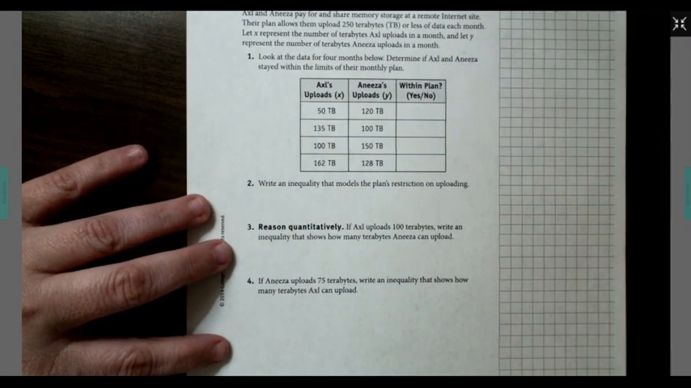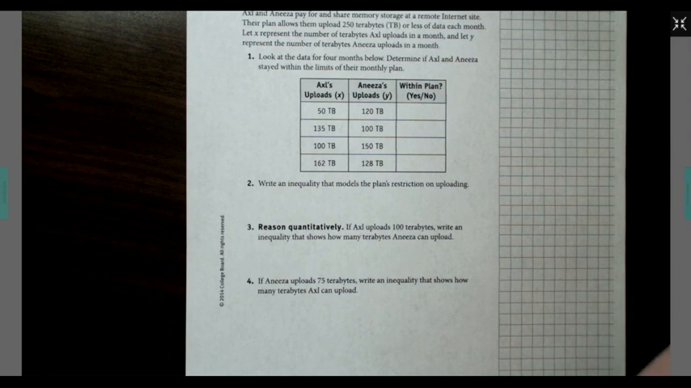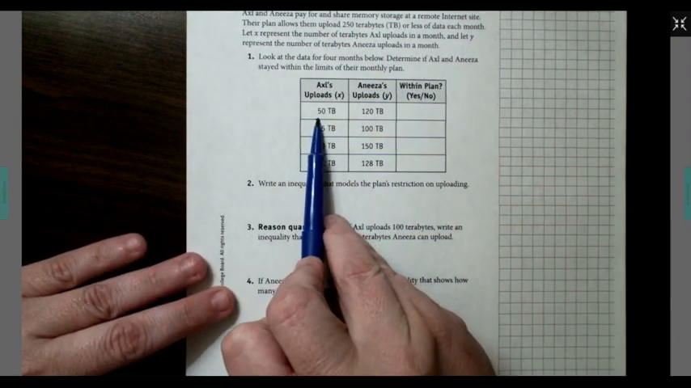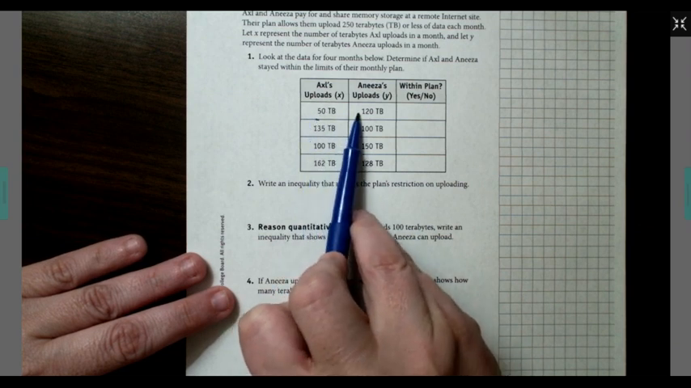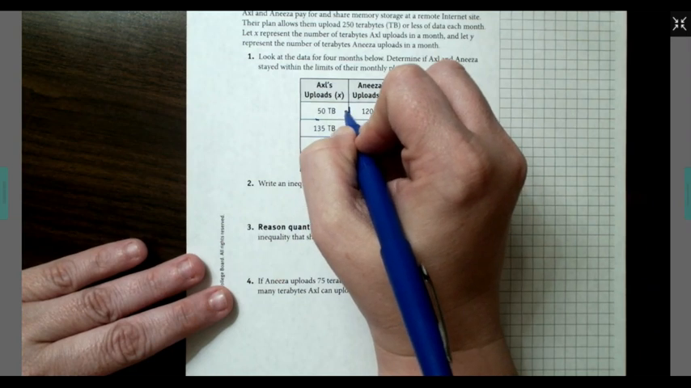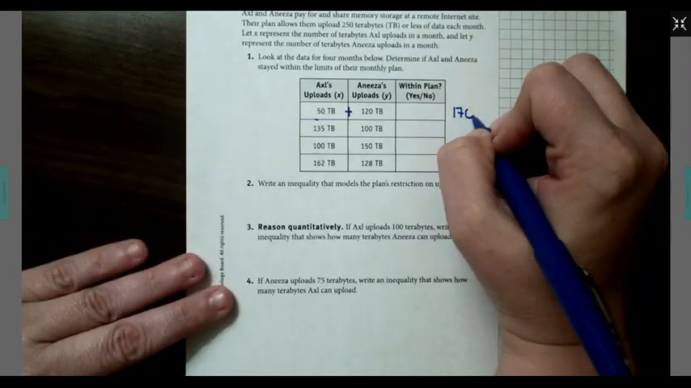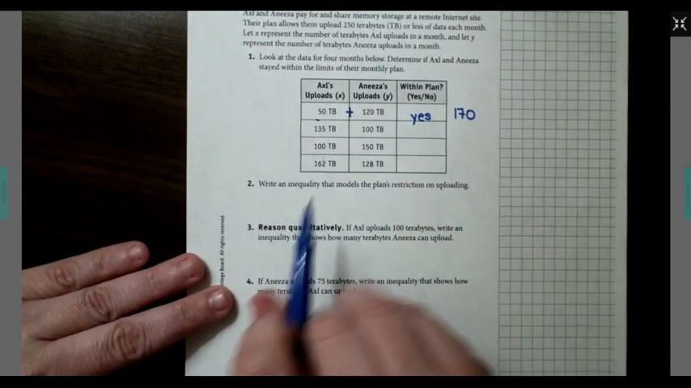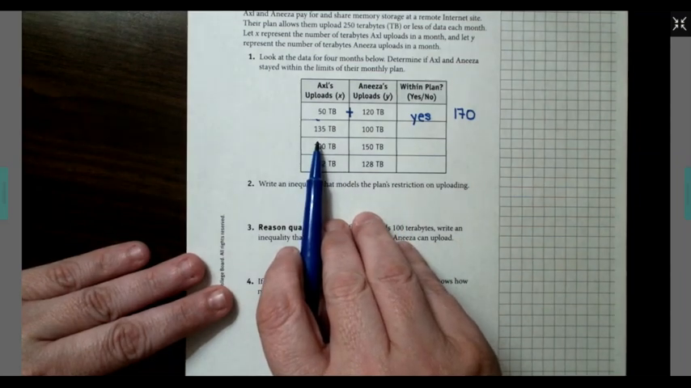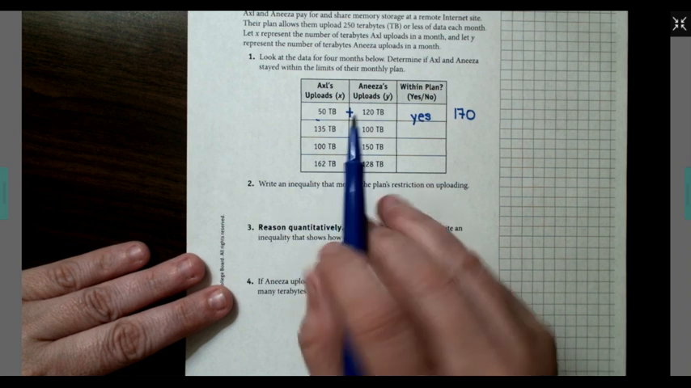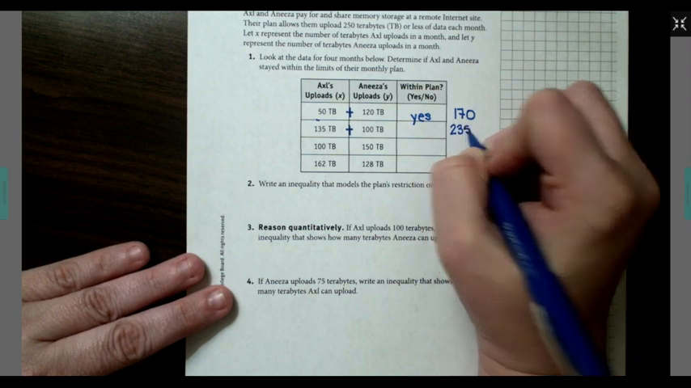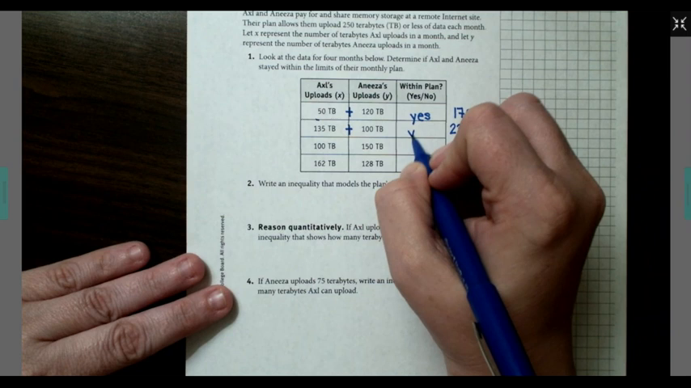1. Look at the data for 4 months below and determine if Axel and Inez stayed within the limits of their monthly plan. Well, this month Axel used 50, and Inez used 120, and together they used 170. So did they stay within their plan? Yes. Here, Axel uploads 135, while Inez uploads 100. Did they stay within their plan together? They had 235. So that would be yes.